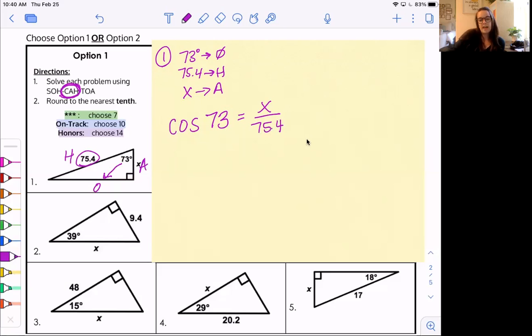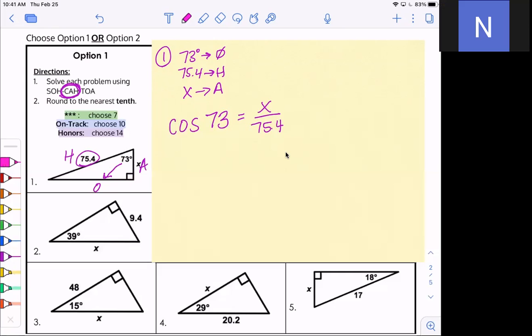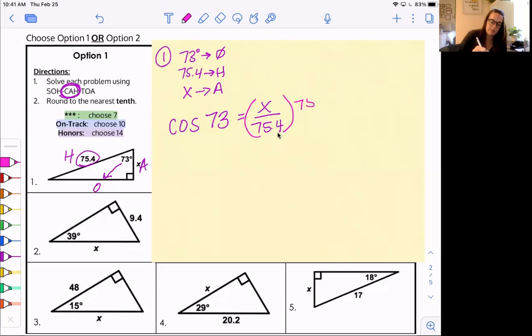So now that I have my equation, does this match the equation that you wrote, or did you get stuck on this step? No, I did that part right. Amazing. Good job. So you got step 3. Then step 4 is the solving part, right? Yeah. So I have to get X by itself. Right now I see dividing by 75.4. What's the opposite of dividing? Multiplying. So I'm going to multiply by 75.4.